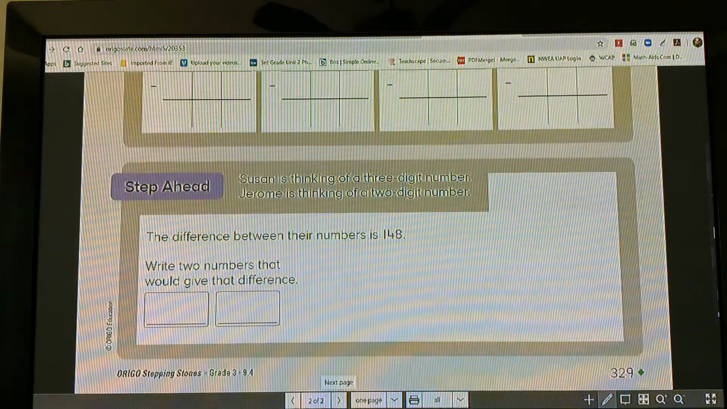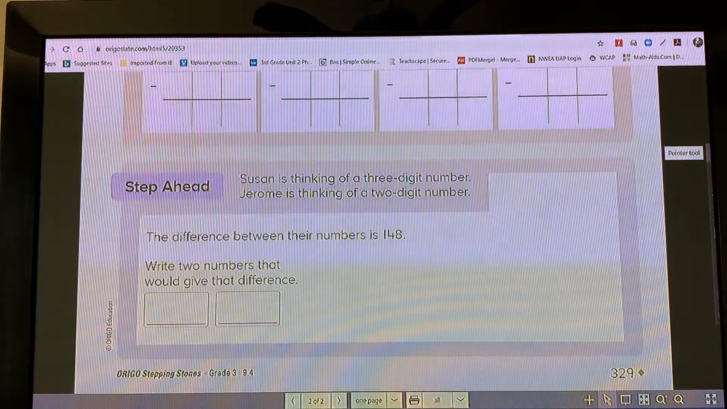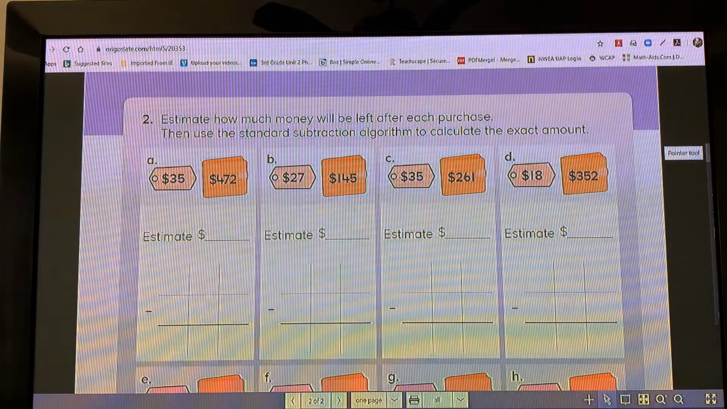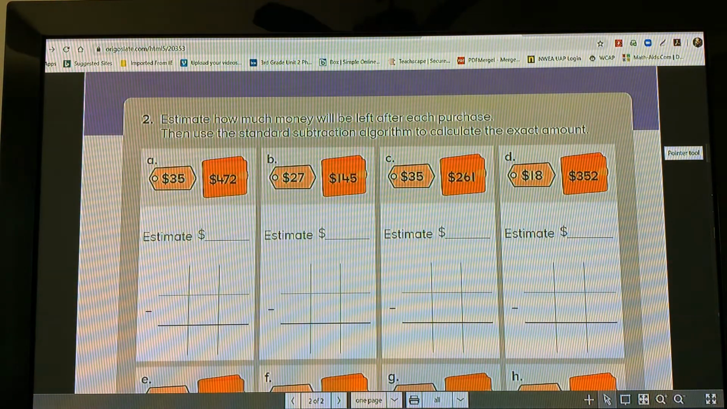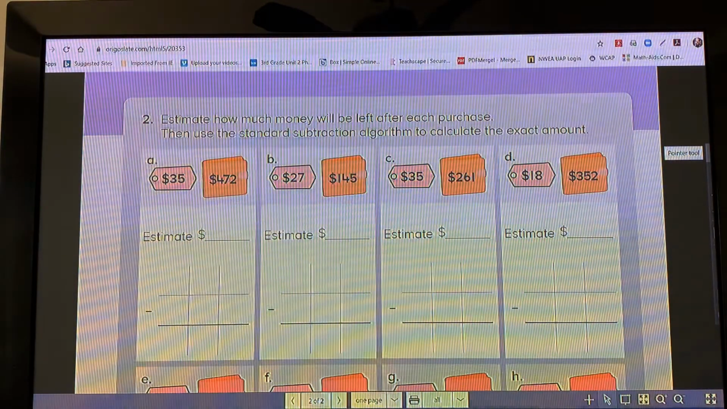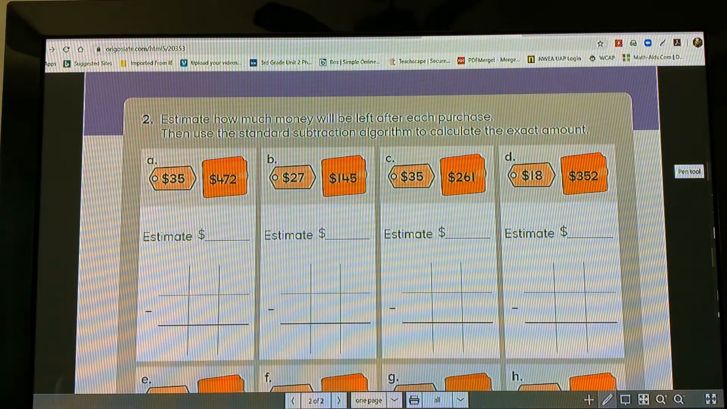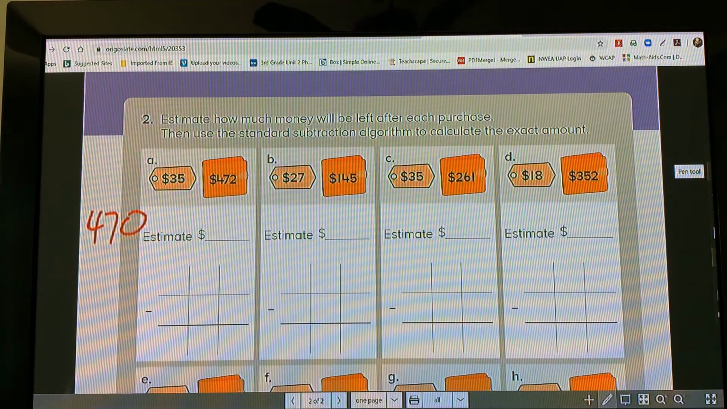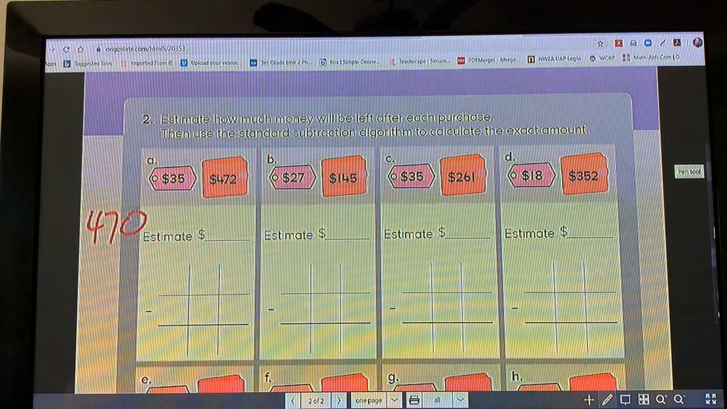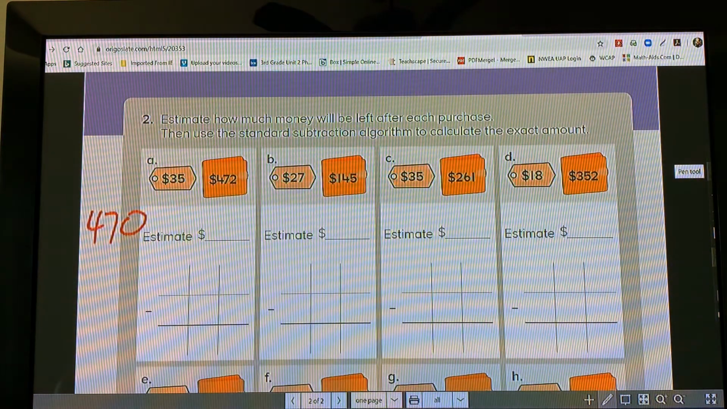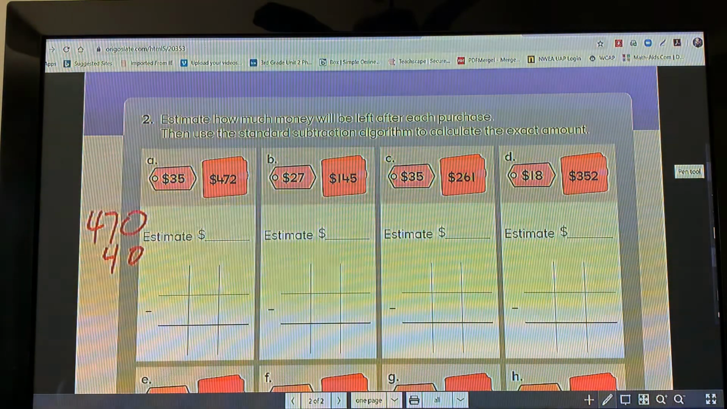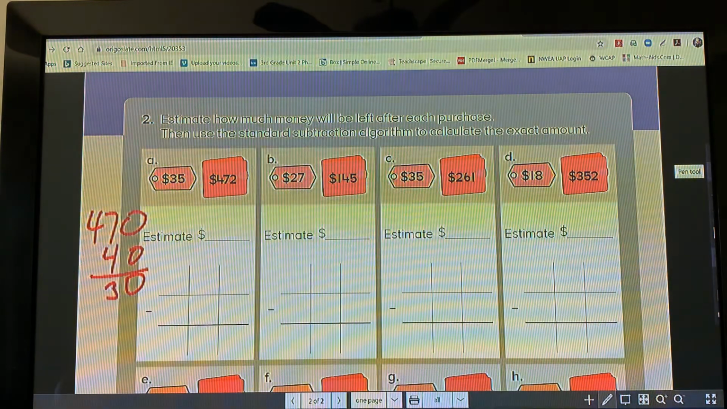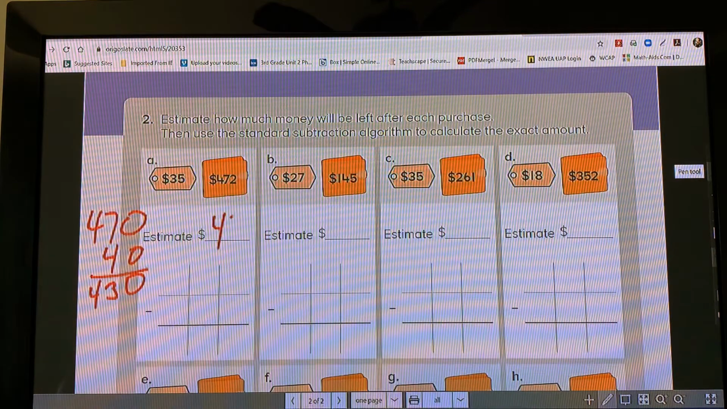Let's look at page 2 real quick. Estimate how much money will be left after each purchase. Then use standard subtraction algorithm to calculate the exact amount. So very similar to what we just did. Again, I'm going to model that estimation. So we're going to round 472 to 470. So it rounds down. And then remember we talked about rounding. When we end a number in the ones place at 5, we're going to round up to the next 10. So that's going to be 40. All right. So when I do that problem right there, I have 0, and then 7 tens take away 4 tens is 3 tens. So the estimated amount is 430.